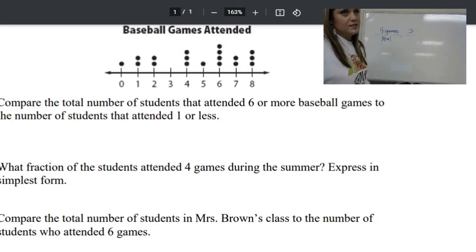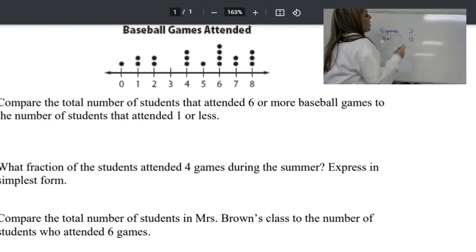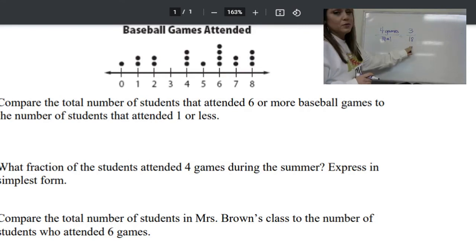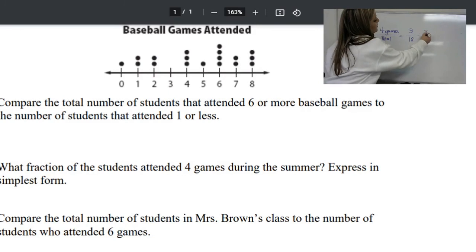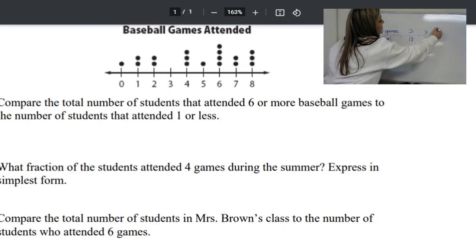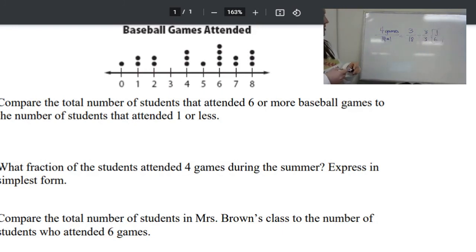And now I'm going to count my dots to see the total number of students I had, okay? Okay, so 1, 2, 3, 4, 5, 6, 7, 8, 9, 10, 11, 12, 13, 14, 15, 16, 17, 18 students. All right. Now, this is not simplest form. Even though 3 is a prime number, 3 can go into 18, okay? So we're going to divide them both by 3. 3 divided by 3 is 1, and 18 divided by 3 is 6. So 1 sixth, okay? Again, if y'all have questions, please raise your hand.